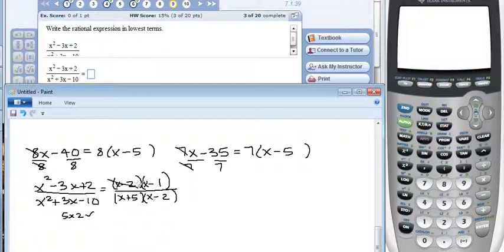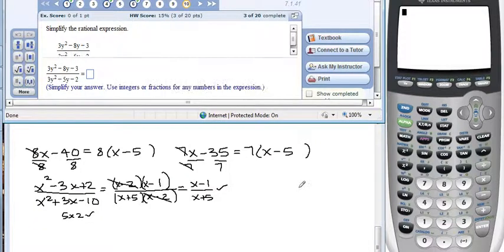Now I cancel. I see this is gone. What's left? X minus 1 on the top, and x plus 5 on the bottom. Done. You are not going to cancel those, right? Because they do have parentheses around them, even though we don't need to put them in on MyMathLab. So don't put them in. I don't know if it's going to kick it out or not. Too lazy to check.